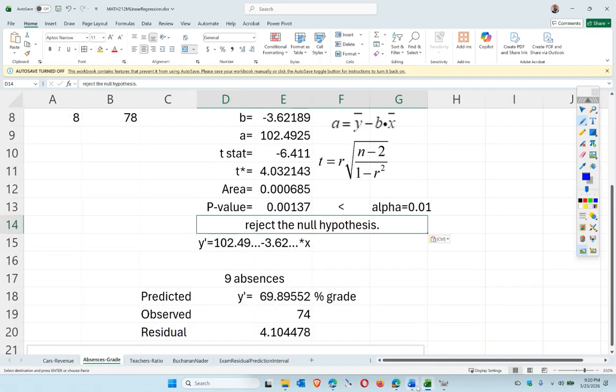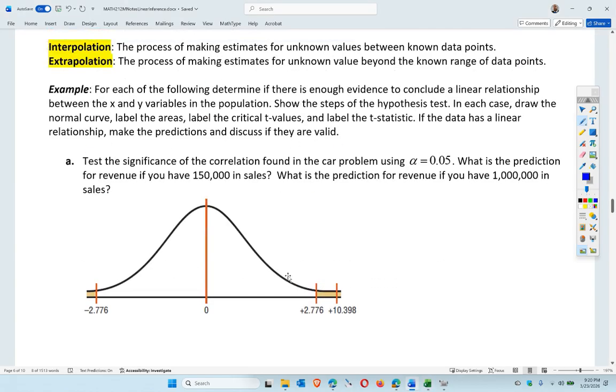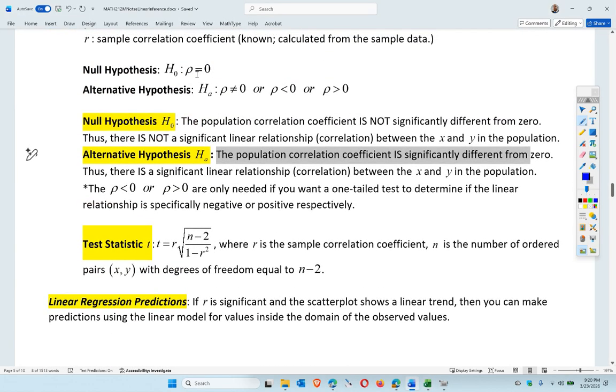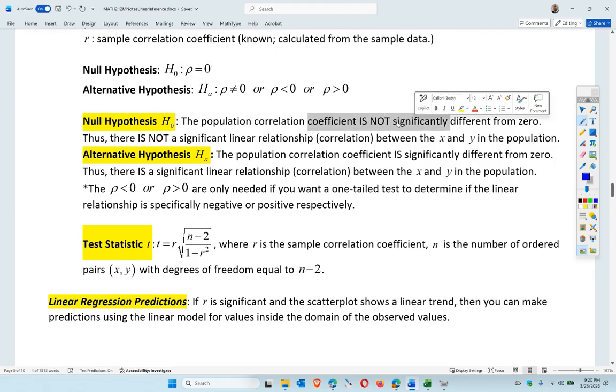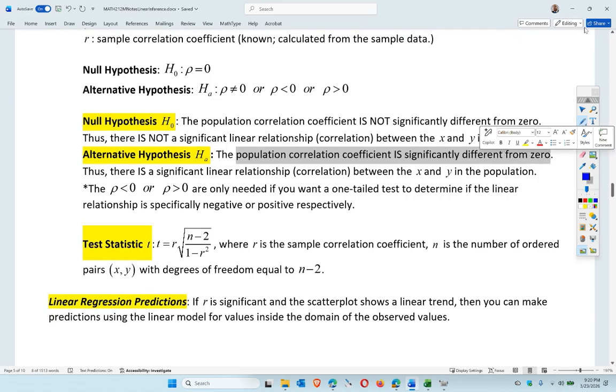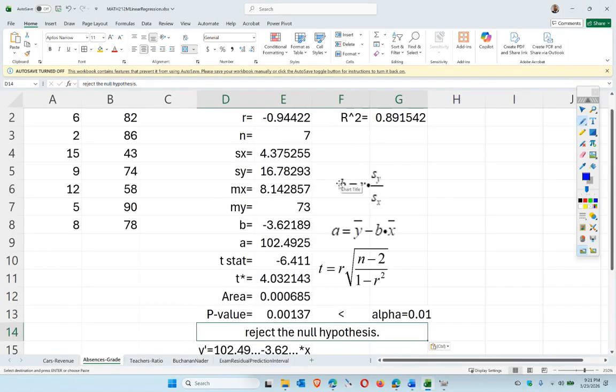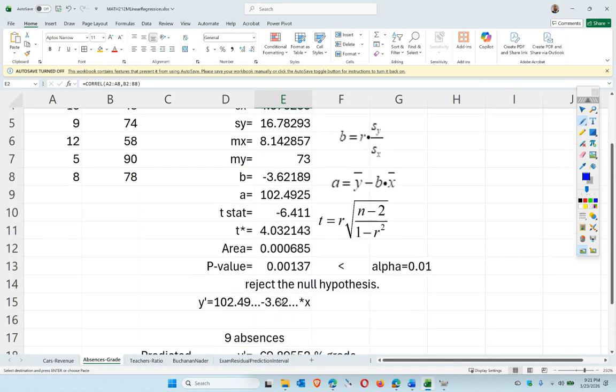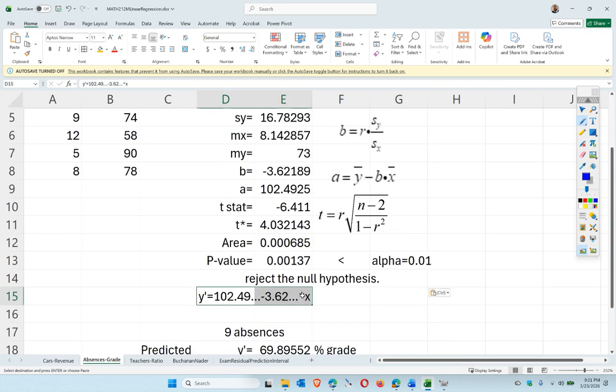Paste. So what does that mean since I reject the null hypothesis, right? Because we assume that there's no relationship, right? The correlation coefficient is not significant. If we reject the null hypothesis, we're assuming that there is enough evidence, right? There is enough evidence, so therefore this is significant, right? Which means we can use our equation to make predictions. It's good enough to be linear.